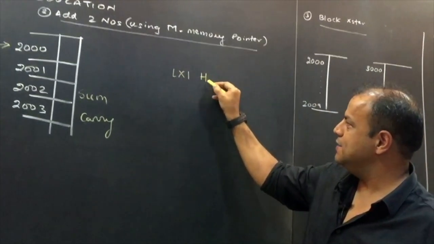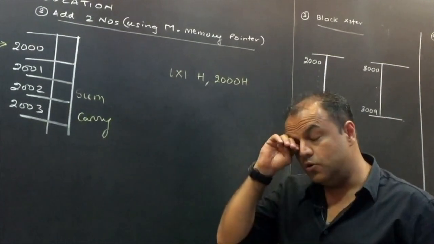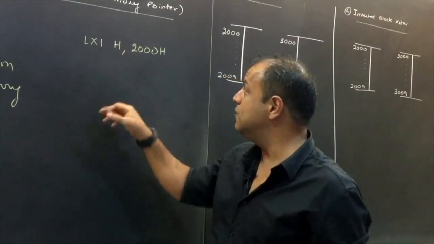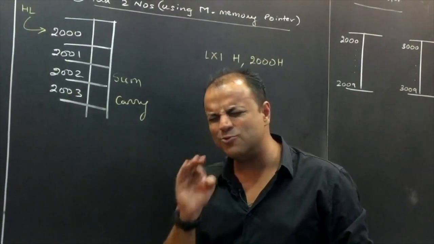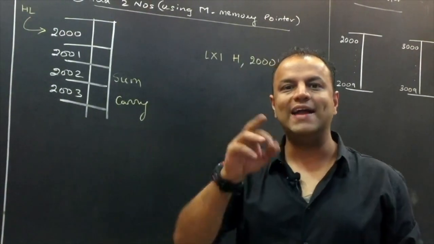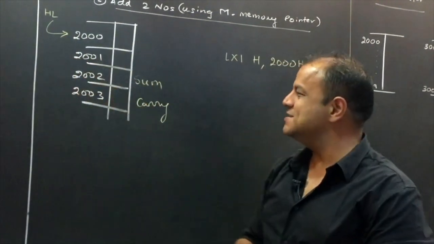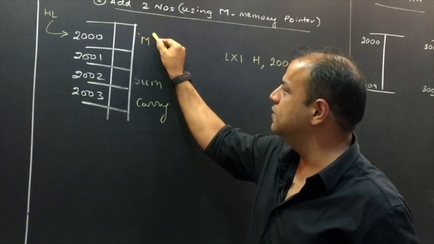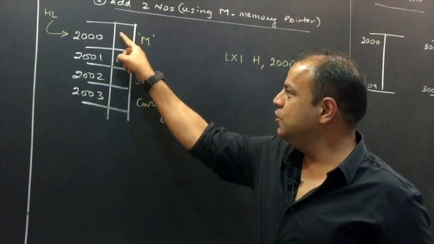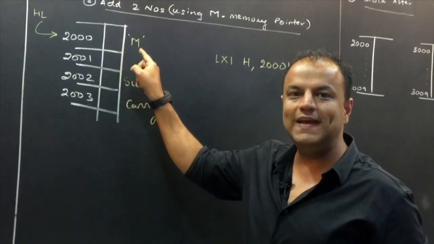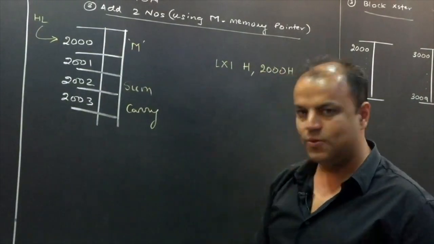LXI H, 2000. What does LXI H do? Load immediately. Load immediately into HL pair the value 2000. For HL pair 2000 is data. You put the data 2000 in HL pair. That will now act as an address. Whatever is the number present in HL pair acts as an address whenever you use the word M. So because HL pair is initialized with 2000, you can refer to this quantity using M. Now M is this location's data. Is that clear?